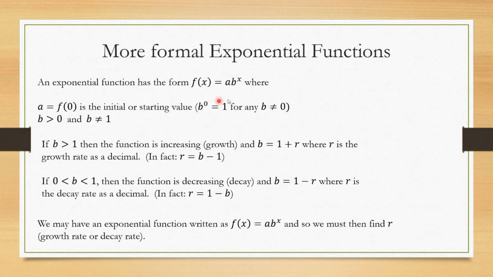And if instead b was positive, but it's less than 1, then you have exponential decay. It's decreasing, in other words. But again, you can calculate b. Instead of 1 plus r, it's 1 minus r. Where r, again, is that decay rate, that percent, but it's written as a decimal. And again, you can calculate r. It's 1 minus b.